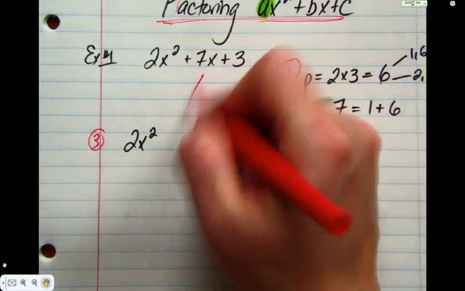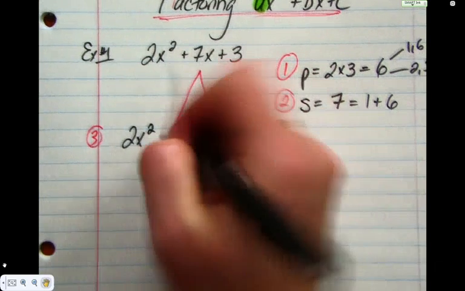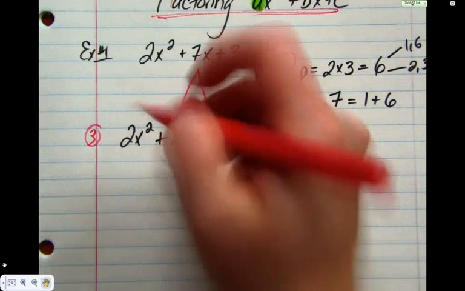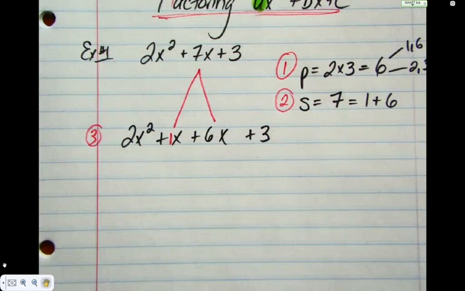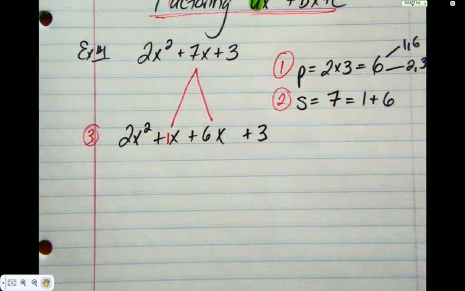Then what I'm doing is I'm just unsimplifying, or splitting that 7x into the sum, which in this case is plus 1x plus 6x. And if you need to put that 1 to see where it's coming from, you can do that. We just typically don't write it. But 1 plus 6 is what gave me 7. The order doesn't matter. I could have put 6x plus 1x. It will give you the same answer in the end.